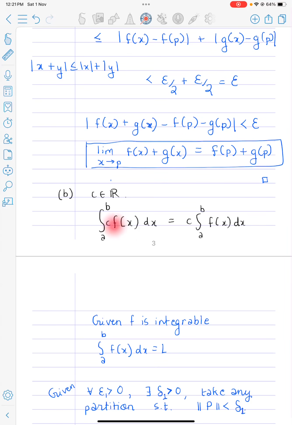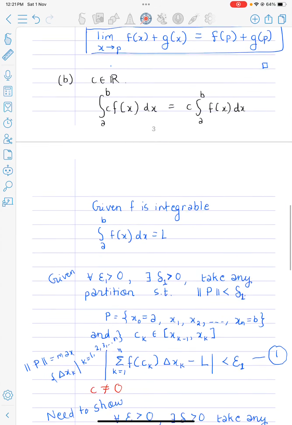here. You see, if you take c as 0, then this one is integration of a to b 0 dx. So this one will be 0 and this one will also be 0, right? Because if you take c is equal to 0 here, then this one is 0. Now I will show that integration of a to b 0 dx is equal to 0. How do I do that?